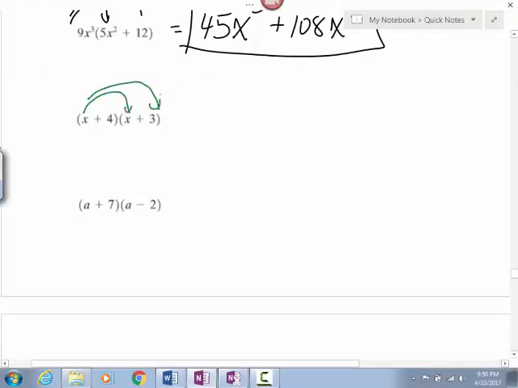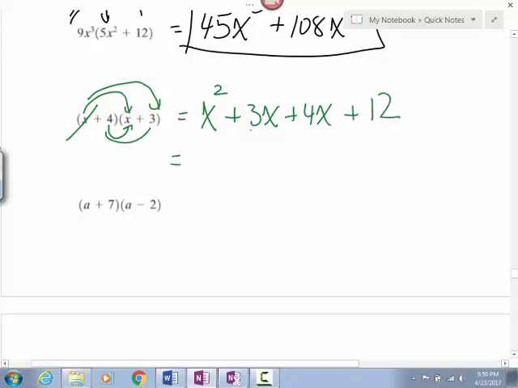So we're going to go here. So x times x is going to leave us with an x squared. X times 3 will give us a 3x. So we've already used that x, we don't need it anymore. So 4 times x is a plus 4x. And 4 times 3 is going to give us a 12.